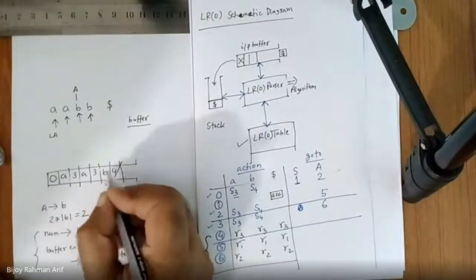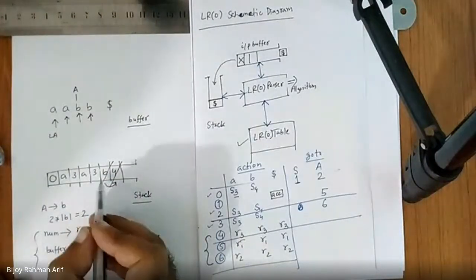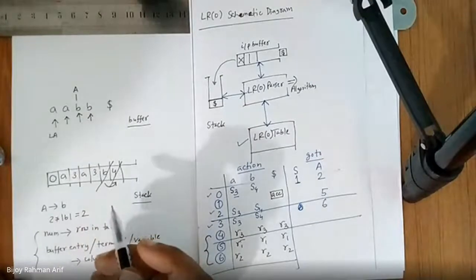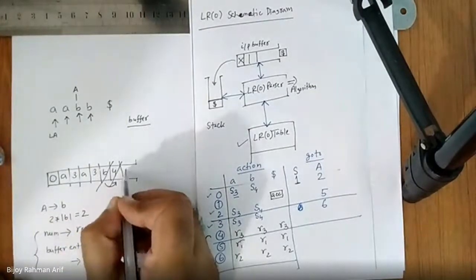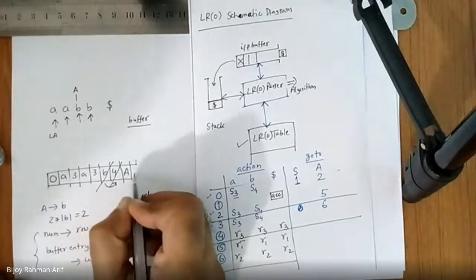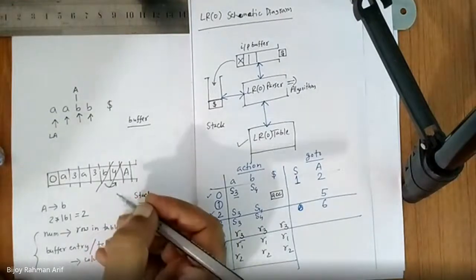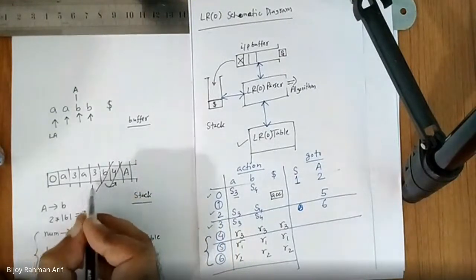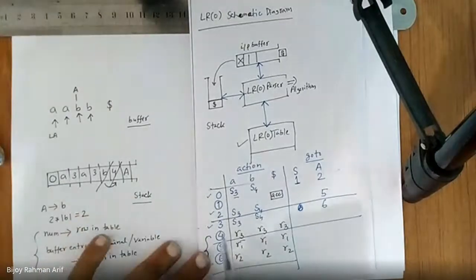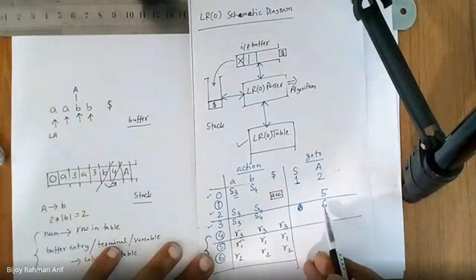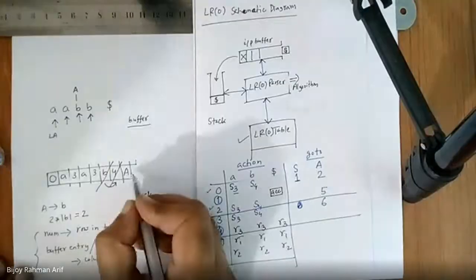So 1, 2. Now this B has become what? This B has become A. So push A. Now you have to find out the state for this. What would be the state for this? So this is 3. Now you go to the table. 3 seeing A, where should it go? It should go to state number 6. So you have to write 6.